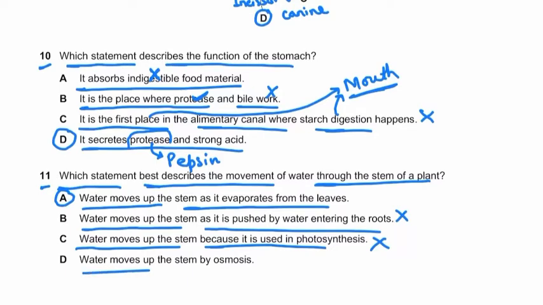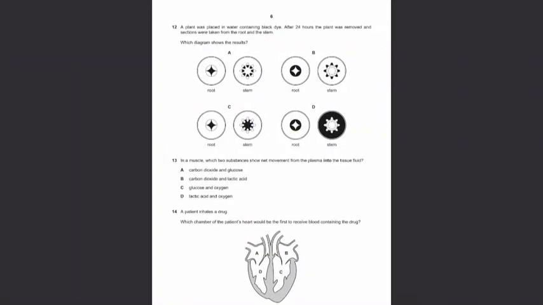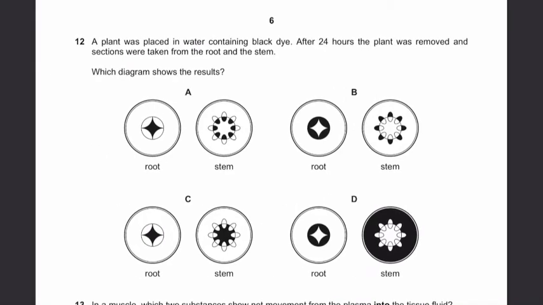Water moves up the stem by osmosis. No guys. Water does not travel up the stem by osmosis because there is no partially permeable membrane in the xylem vessels. Xylem vessels are dead cells without any partially permeable membrane, so osmosis cannot occur. The answer is A. Let's move on to MCQ number 12.